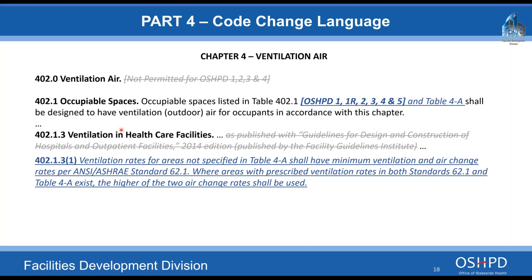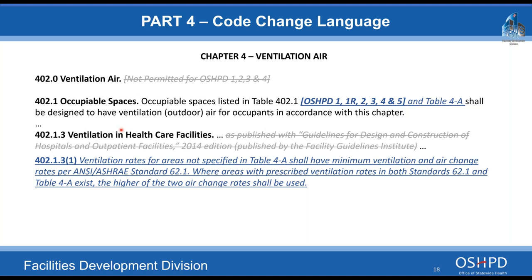So as you get into section 402, occupiable spaces, we say it's occupiable spaces listed in table 402.1. That's model code, and that's for non-medical spaces. So we add also spaces in table 4A. Those will be ventilated per this code section. We make that clear here. So we remove the reference to FGI just to clean up the language.